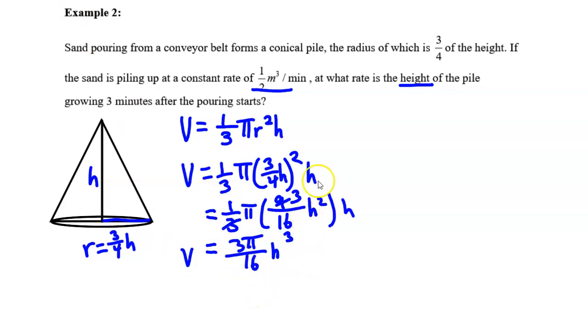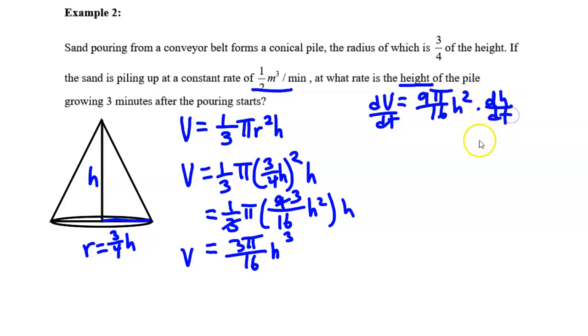So I've got the equation. Now I'm going to go to the derivative, the related rates equation. dV/dt is equal to, the 3 comes in front, 9 pi over 16 h squared times, by chain rule, dh/dt. I have dV/dt, that's the half, but I don't know what h is. It says after 3 minutes: at what rate is the height of the pile growing at 3 minutes after the pouring starts?